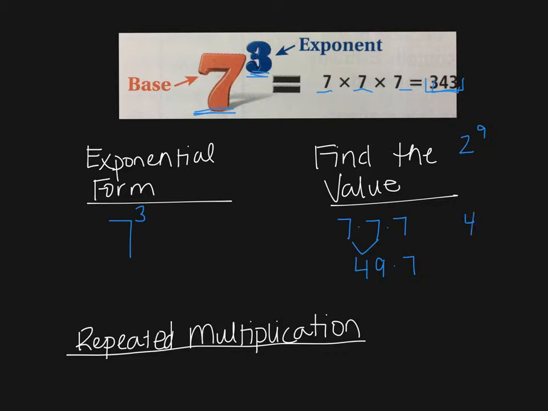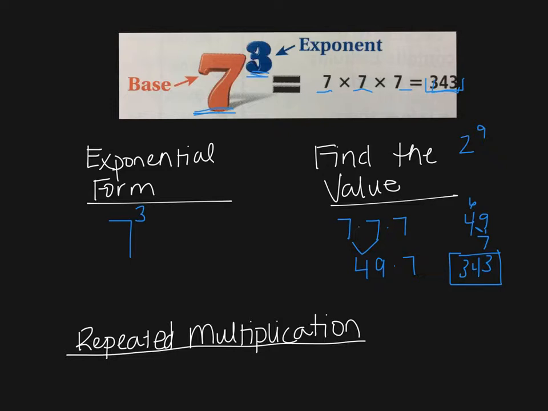So then I would just have to do 49 times 7. 9 times 7 is 63. 7 times 4 is 28, plus 6 more is 34. 343. So this would be how I would find the value of an exponent.